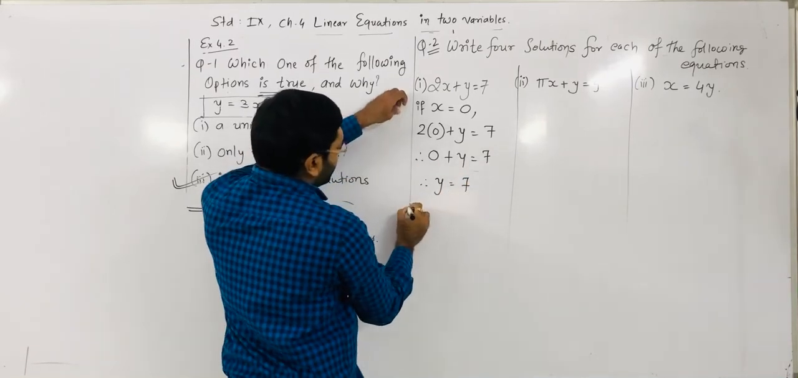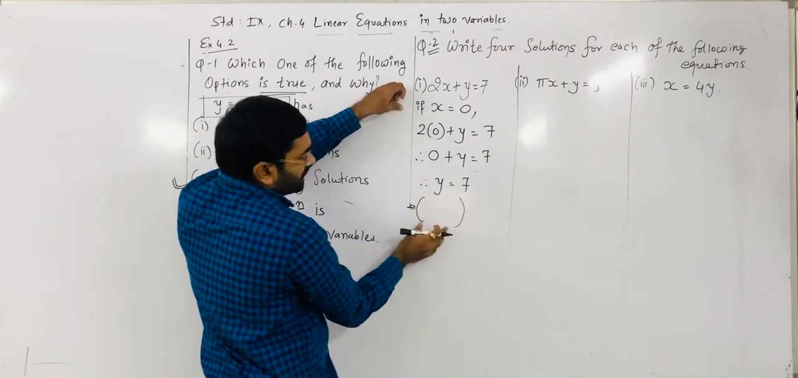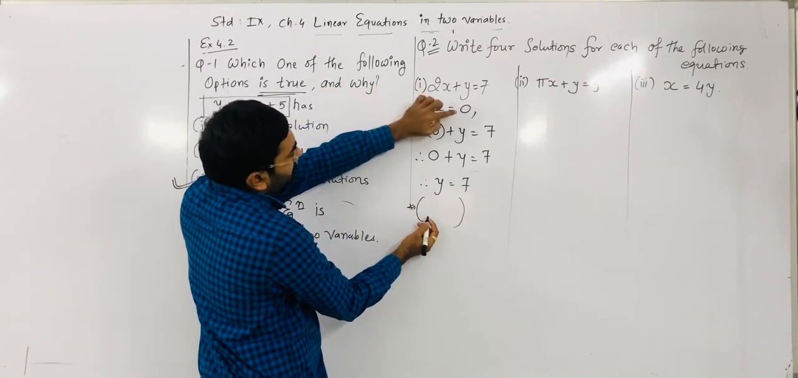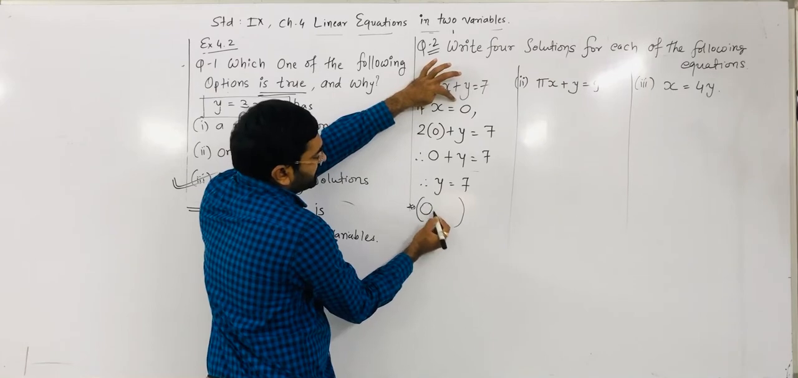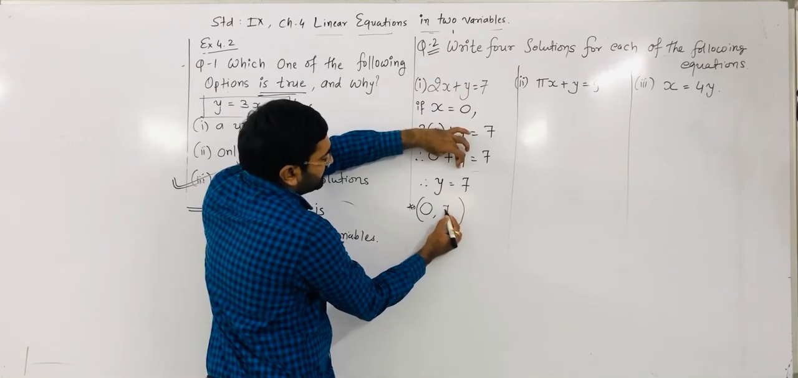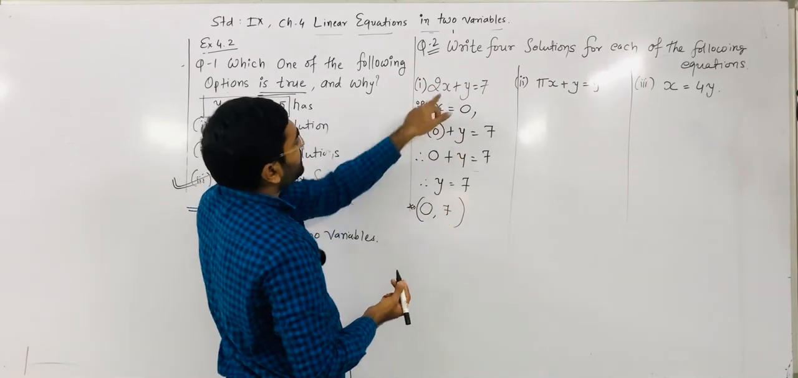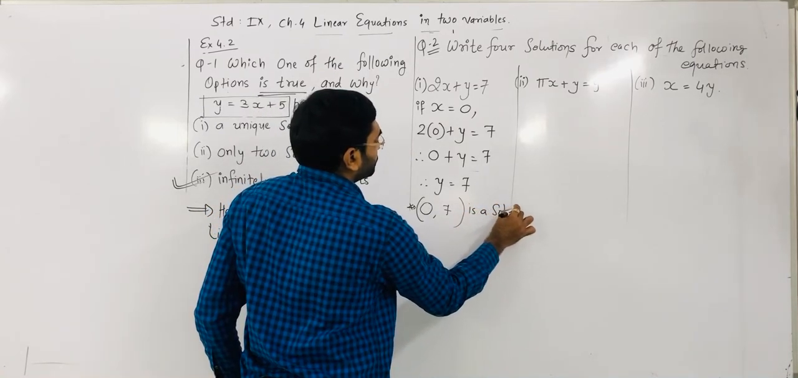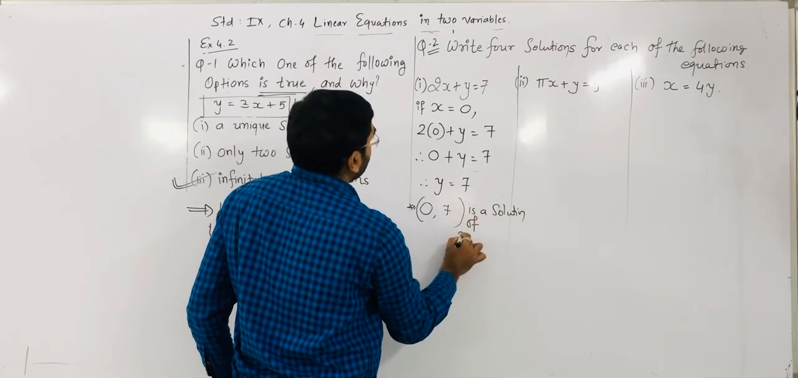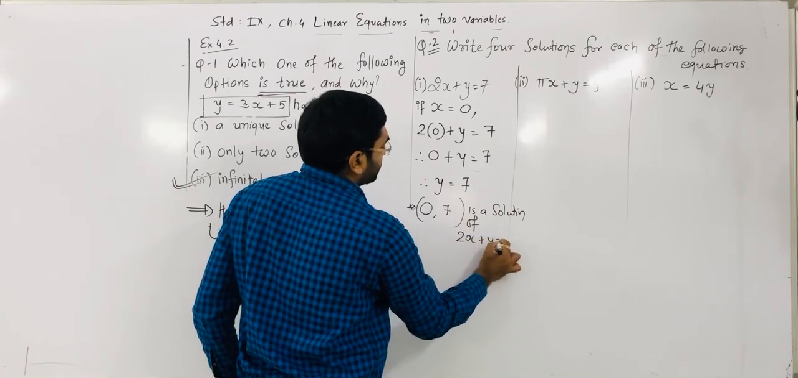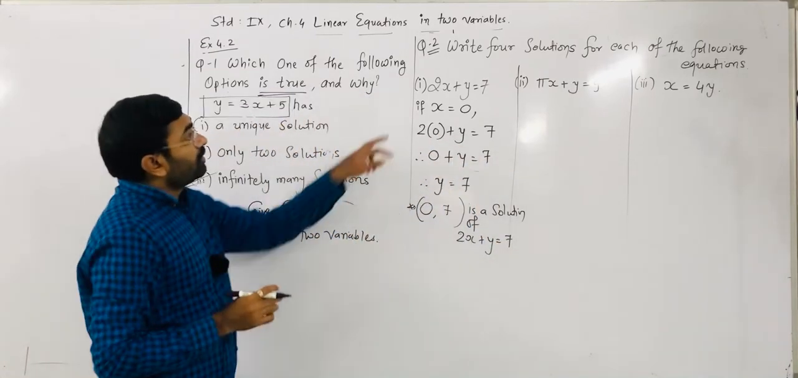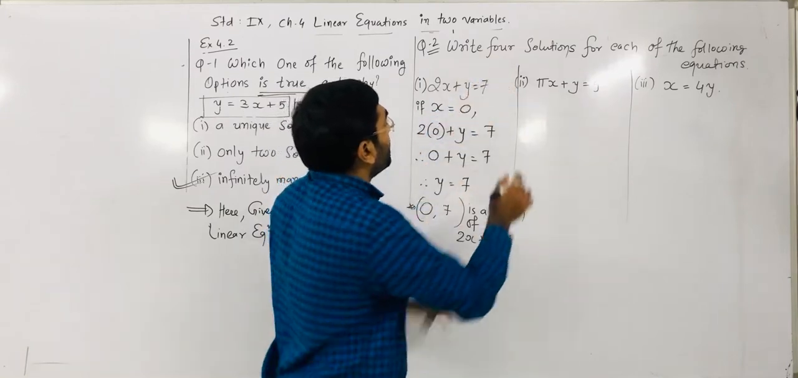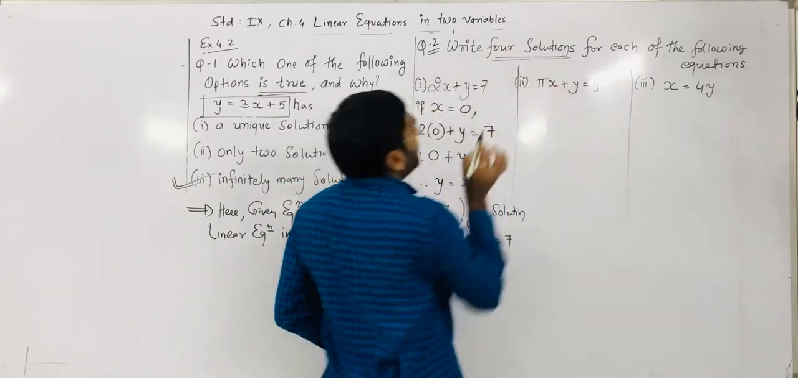As I told you, in a bracket, first we have to write the x value. Whenever we take x as 0, then we get y as 7. So (0, 7) is a solution of 2x plus y is equal to 7. But observe here in the question, how many solutions do we have to write? We have to write 4 solutions.